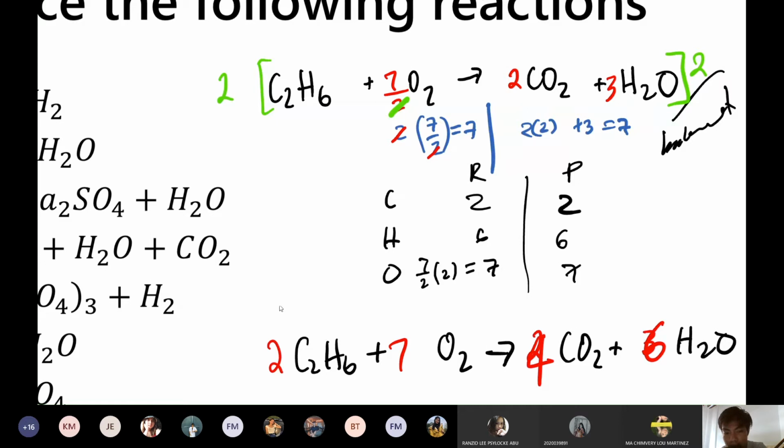Okay, so 2 ethane, 7 oxygen, 4 carbon dioxide, 6 H2O. So, hindi na ako magka-count ulit kasi basically I just multiplied everything by 2. So, balance na yan. Okay?